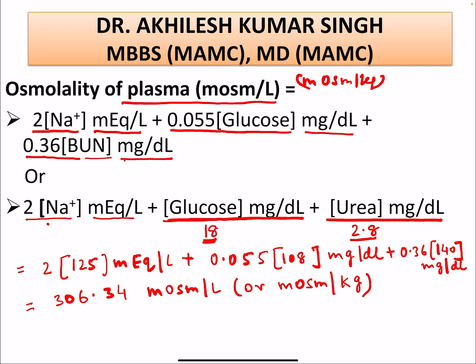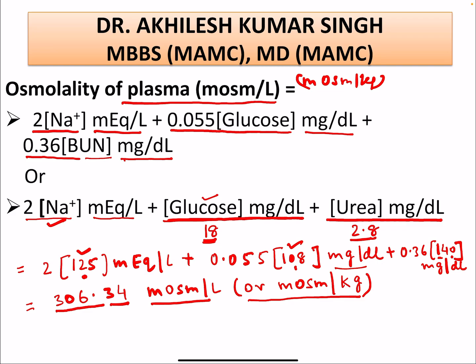If we put the value of the sodium, given as 125 milliequivalent per liter, the value of the glucose, given as 108 milligram per deciliter, plus the value of the blood urea nitrogen, given as 140 milligram per deciliter, in this formula, we will get a plasma osmolality of 306.34 milliosmoles per liter or milliosmoles per kg of water.